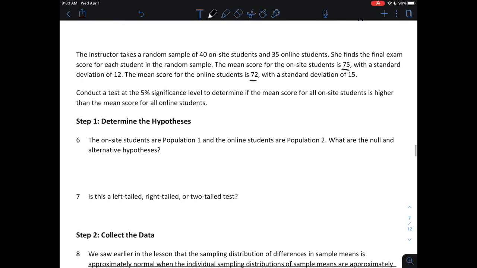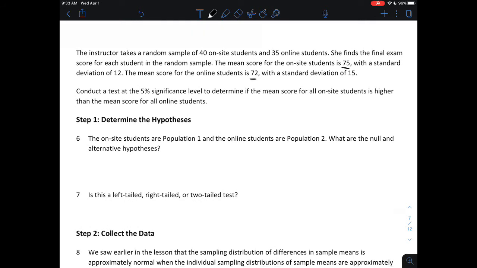So number 6, the on-site students are population 1, and the online students are population 2. What are the null and alternative hypotheses? So, our null hypothesis would be mu1 minus mu2 equal to 0. Or we could say that mu1 is equal to mu2, meaning the mean score for the on-site students is equal to the mean score for the online students.